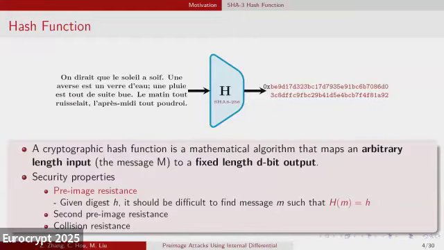A hash function is a symmetrical algorithm that takes an arbitrary length input to a fixed length digest. In the cryptographic domain, it should follow some security properties. One of them is pre-image resistance, which is that given a digest H, it should be difficult to recover the pre-image message M such that hash of M equals H. In our attack, we focus on the pre-image attack.